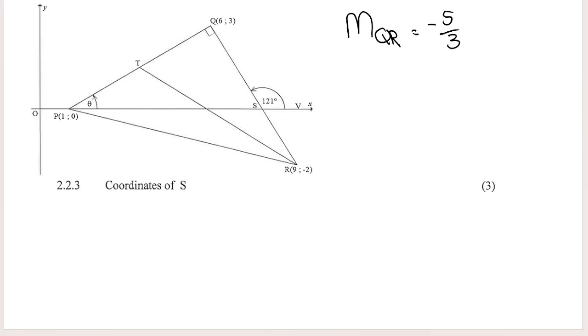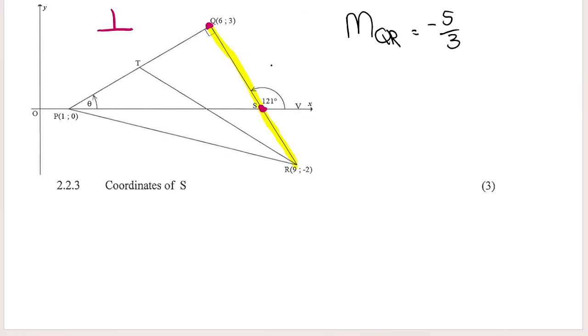Another way to do this is once you find the gradient of QR, like we did previously, whether you use the gradient formula or whether you use the fact that PQ and QR are perpendicular lines and their gradients multiplied together give me negative 1. Both methods that I used earlier find the gradient. That gradient is negative 5 over 3. We know that the gradient for QS would be the same. Why? Because these points are collinear. They're all on the same straight line.